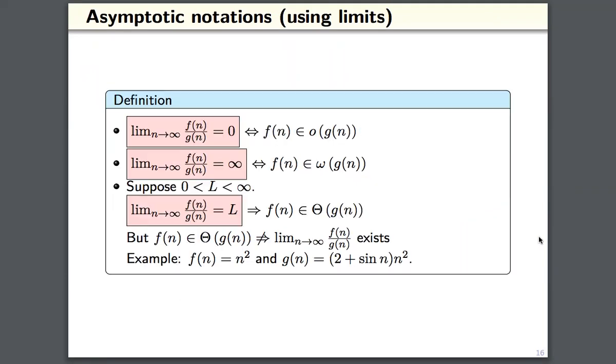Professor, can I just ask a quick question? Yes. So if the limit does not exist, we say that f of n is in theta of g of n? If the limit does not exist, we don't know. I mean, it can be theta, it might not be theta, we don't know. If the limit exists, only then we know for sure that it is theta.